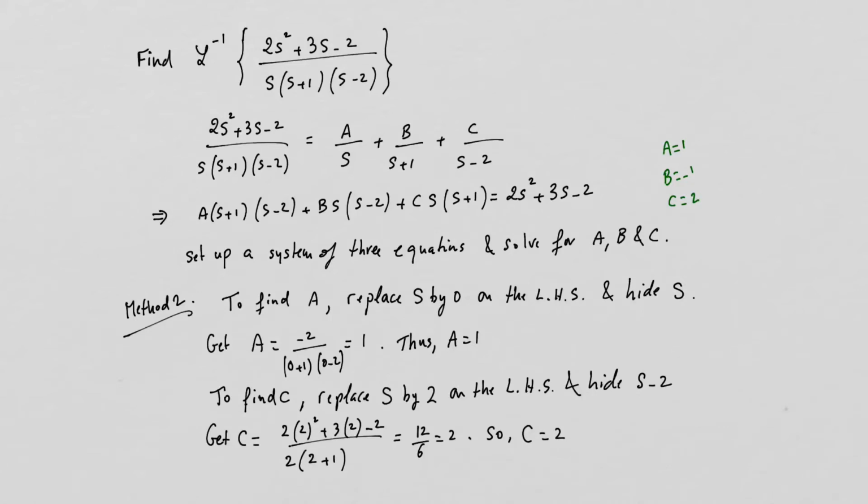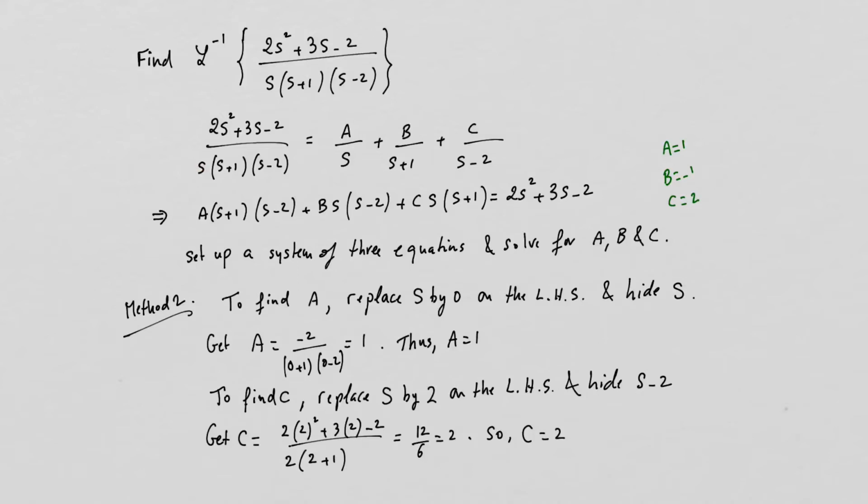So that's not what I'm going to do. I know you know how to do this, okay? I'm going to show you a shortcut, and here's the shortcut. So you write this in this format, okay? And in order to find A, what makes the bottom 0 is 0. So what you do here is you replace S by 0, and you ignore this, you hide this factor completely.